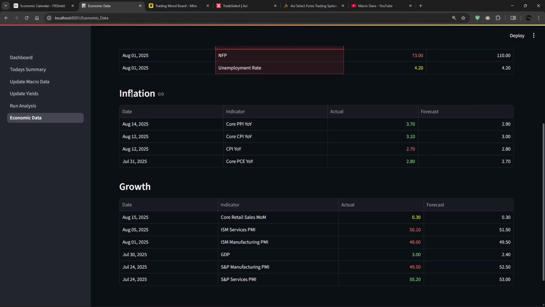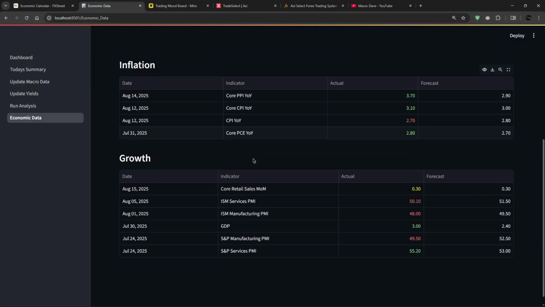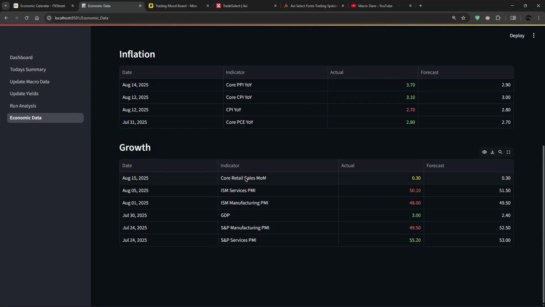And then essentially it's the same thing for inflation. So I look at core PPI, core CPI, CPI year over year, and core PCE. And I don't use any other indicator like month over month, because again, that has very little to no correlation with future price action. And in growth, I use core retail sales, not retail sales. I use ISM and S&P services and manufacturing PMI, and then I look at GDP. So these are the 6 growth metrics that I use to judge the strength of the US economy.